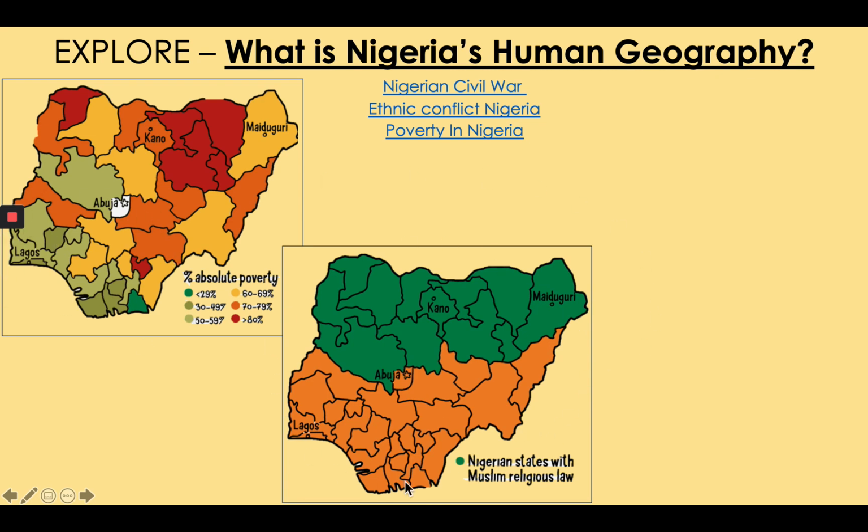That creates a big problem because there's inequality between the north and the south, and this causes conflict. The Muslims in the north are not happy that the Christians in the south are not sharing their wealth with the Muslims in the north. They are not spending money on the northern cities to help them develop. This creates problems which we will learn about in future lessons.